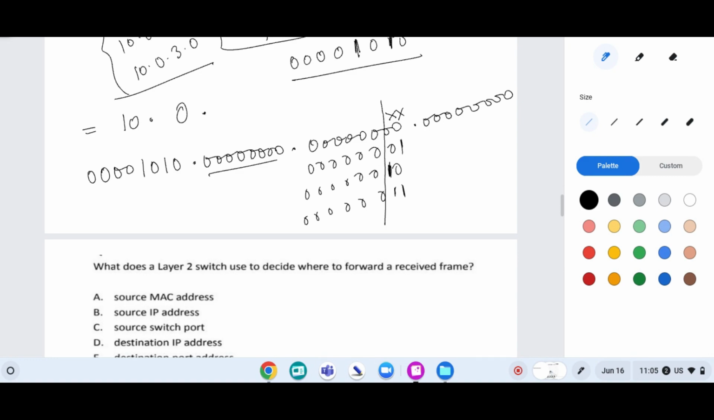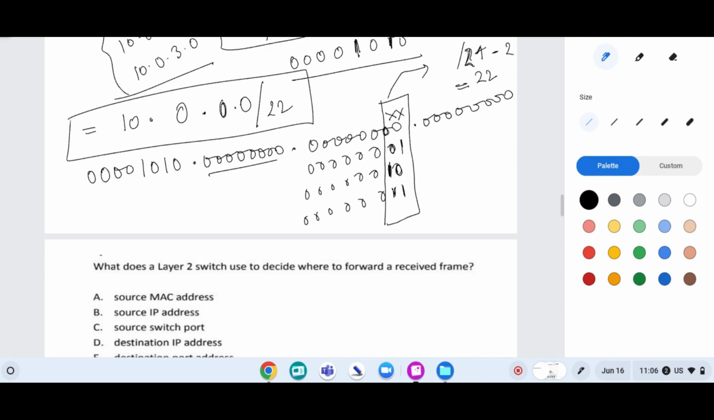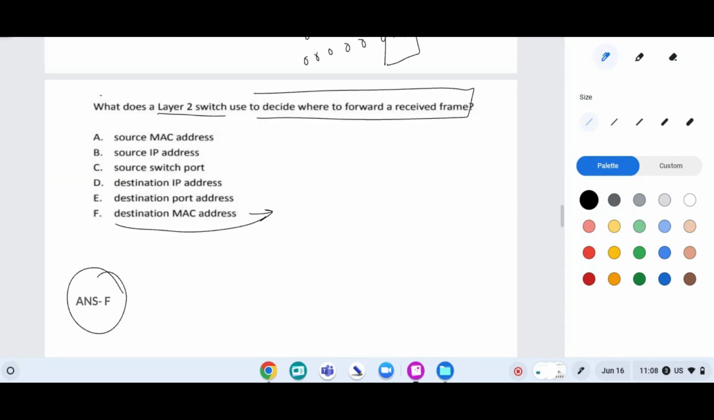You see here this is 1, this is 1, this is 0, this is 0. So these all are differential bits, rest all are common. So what we do is we put 0 here and we have slash 24. So these are the 2 bits that are used. So we deduct the 2 bits, so it's 22. And these are also zeros. So the answer is 10.0.0.0/22.